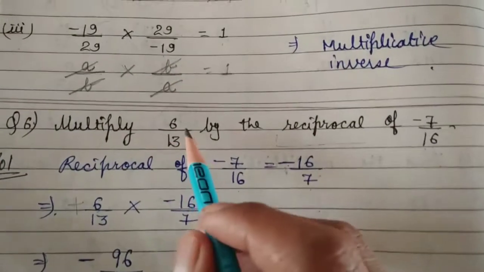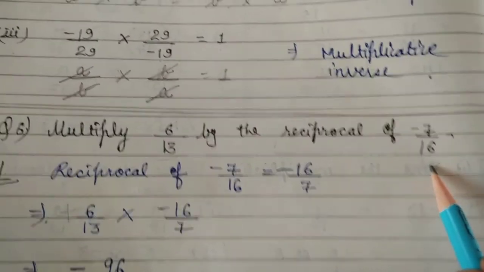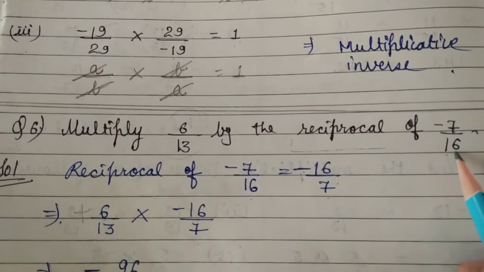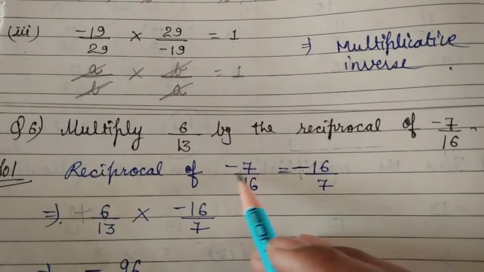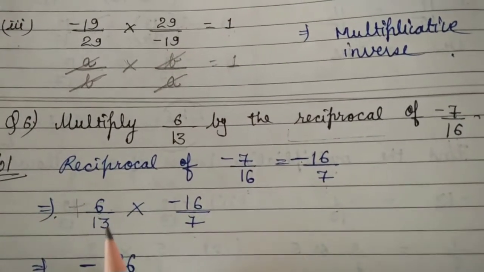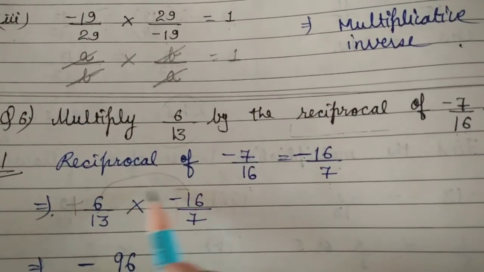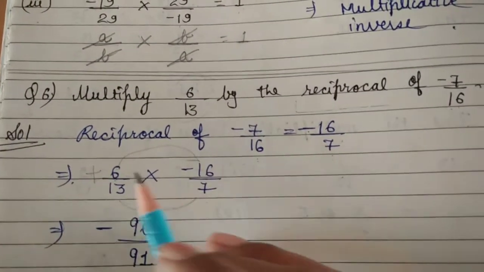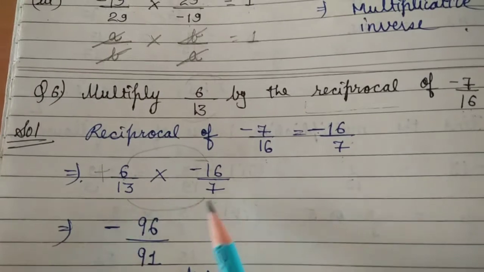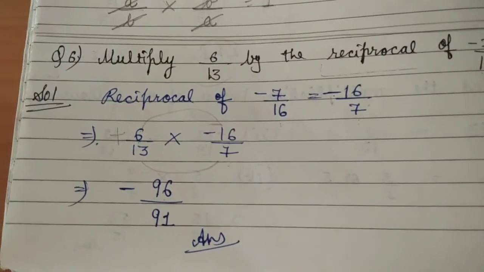Question number 6. Multiply 6 upon 13 by the reciprocal of minus 7 upon 16. So the reciprocal of minus 7 upon 16 is minus 16 upon 7. So simply 6 upon 13 multiplied by minus 16 upon 7. Simply we will multiply numerator to numerator, denominator to denominator. 6 into 16, 96, minus will remain the same. 13 into 7, 91. The answer will be minus 96 upon 91.